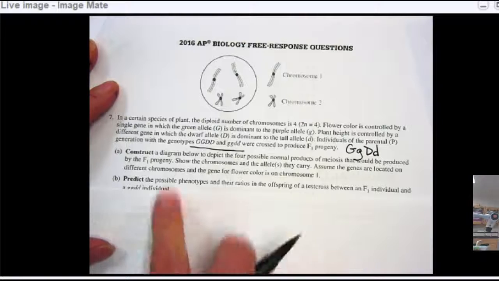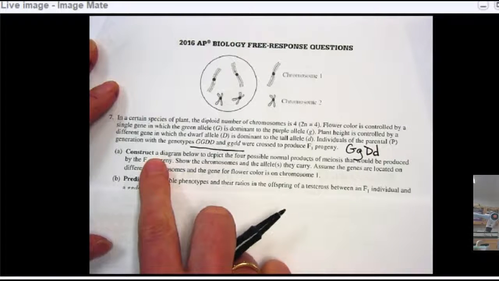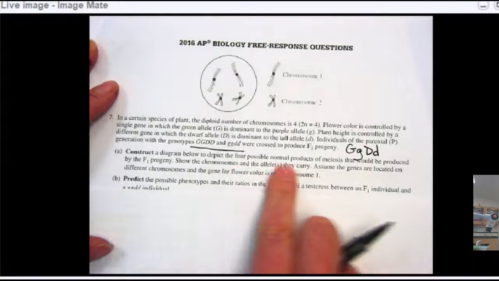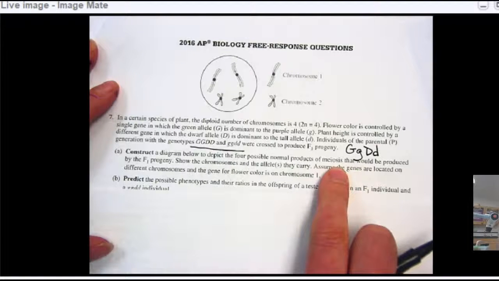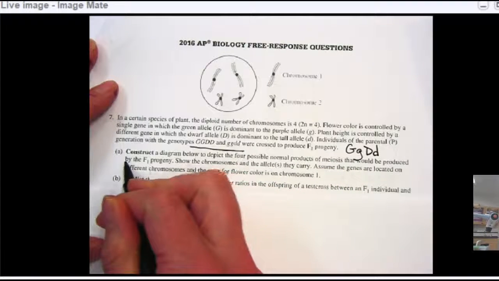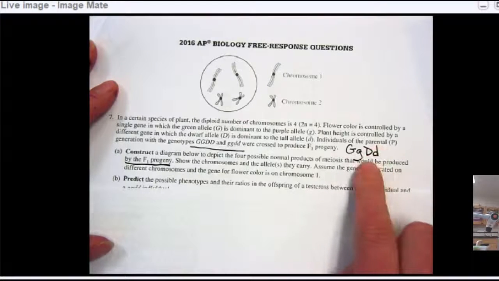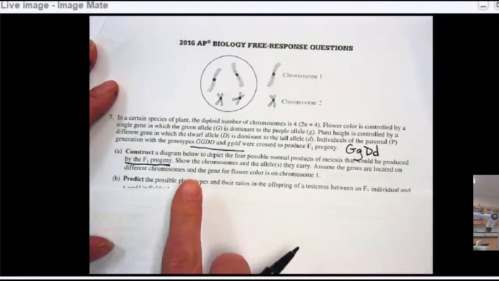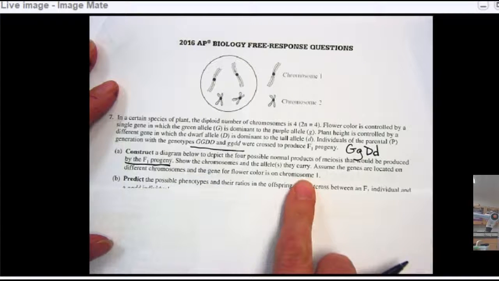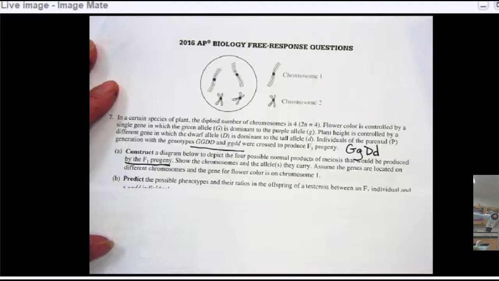So, they want you to construct a diagram below to depict the 4 possible normal products of meiosis that would be produced by the F1 progeny. So not by the parents, but by this genotype right here. We need to show the chromosomes and the alleles that they carry, so that means that you need to write the alleles on the chromosomes or indicate them in some way.